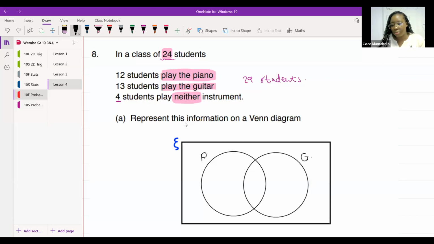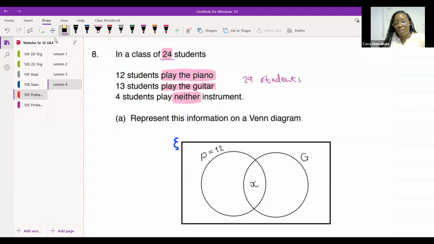Wouldn't we need to say 29 minus 12 minus 13 minus 4? Well, if we did that, we just get 0. But we don't actually know how many students play both, right? So we're going to name it X, because we don't know what it is. But we know that some of the students play piano, so all together, piano needs to equal 12, right?